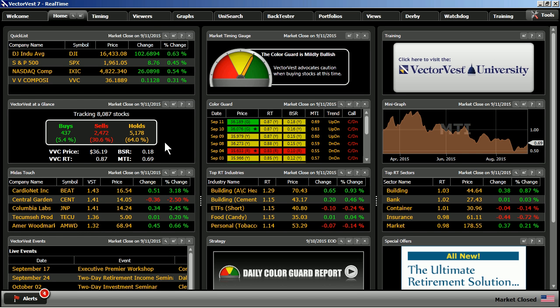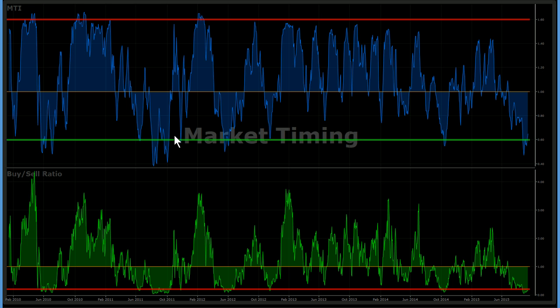Now, the buy-sell ratio is a great indication of an underlying health or weakness to the market, and of course down at 0.18 it's showing some weakness at this time. So with those definitions in hand, let's go back to our graph, and what we want to do, that specific market timing condition I was talking about, is we're looking for oversold markets.